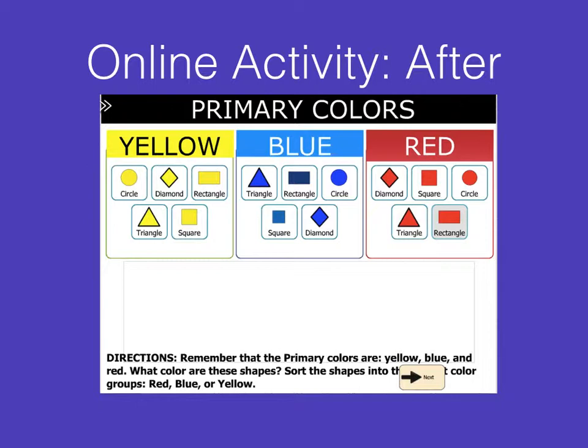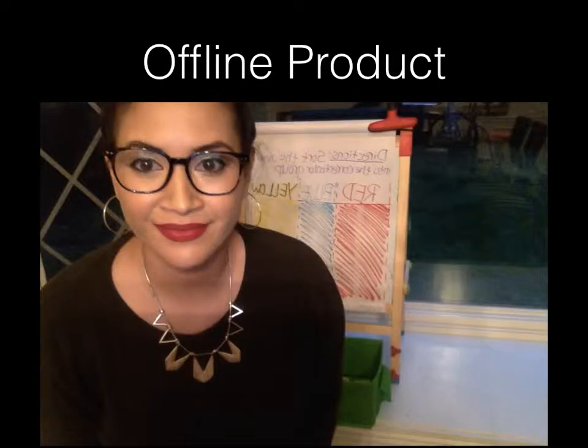This is what the online activity looks like when a student has completed it, with all the yellow shapes in the yellow bin, all the blue shapes in the blue bin, and red shapes in the red bin. The program will let the student know, yes, you completed them all, great job, and then they can exit the activity. In this next portion, I have a couple videos detailing my offline product. I'm going to play the videos for you so you can get a better idea of my offline product.